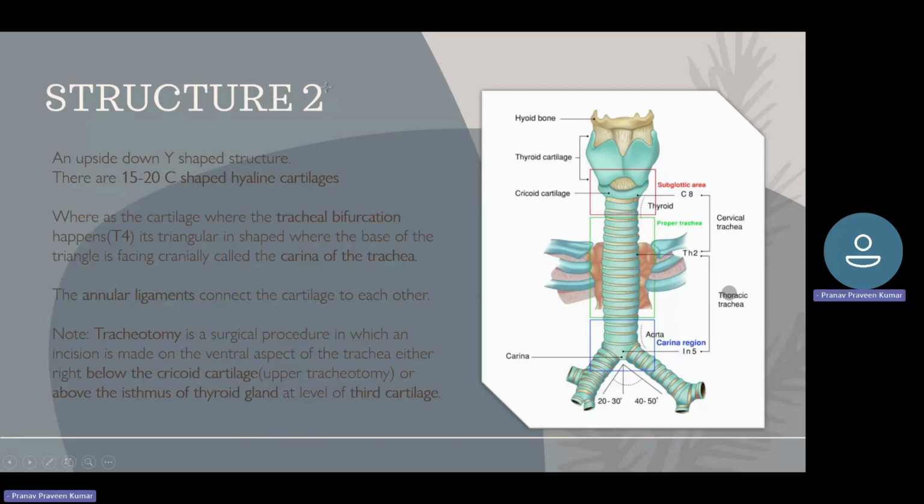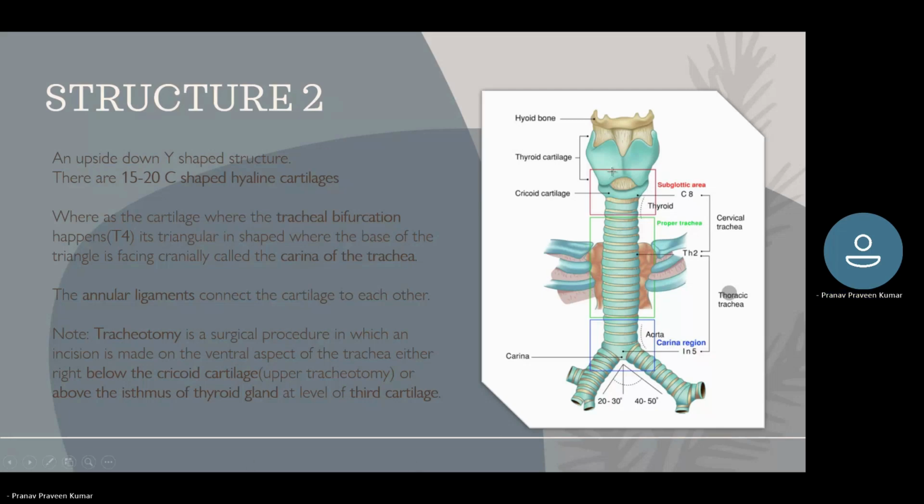And now the structure itself, it is basically a cylindrical structure, 15 to 20 C-shaped hyaline cartilages, and the last one is called the carina. It's an upside down triangle where the base is pointing towards the cranial end. And again, it bifurcates at T4. Very important. Remember what is T4? T4 is the T4 vertebra.